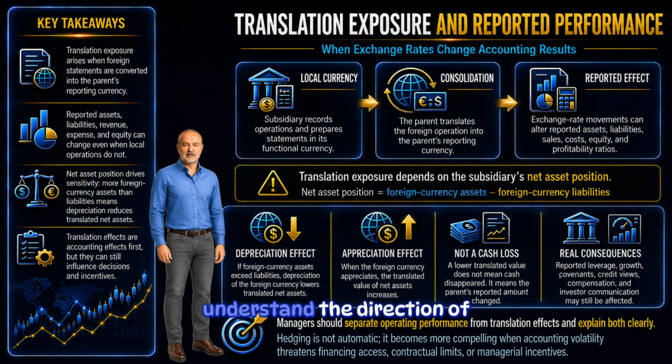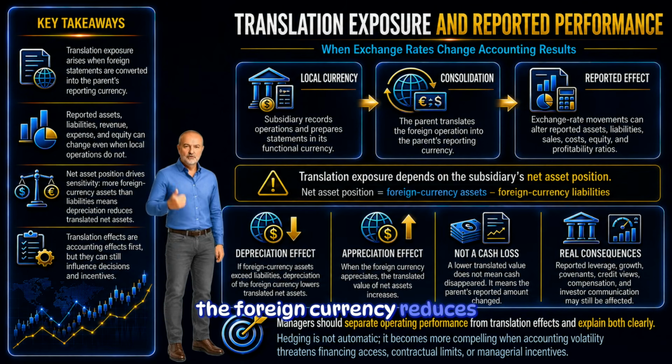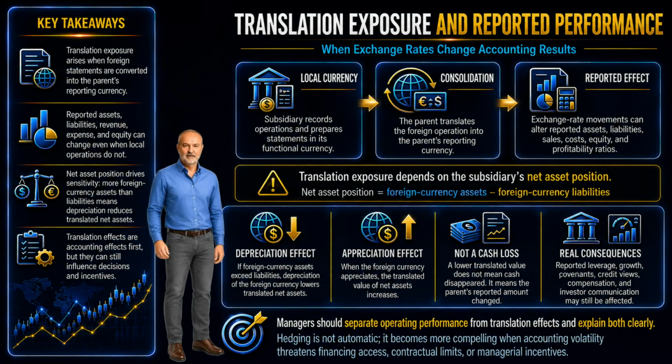A useful way to understand the direction of the effect is to focus on the subsidiary's net asset position. When foreign currency assets exceed foreign currency liabilities, depreciation of the foreign currency reduces the translated value of net assets. Appreciation increases it. The relationship displayed in the background summarizes this sensitivity.